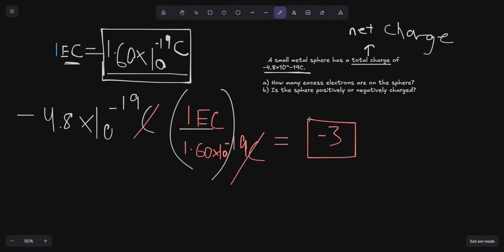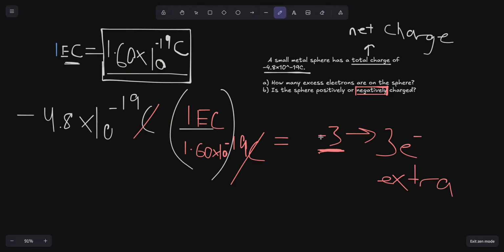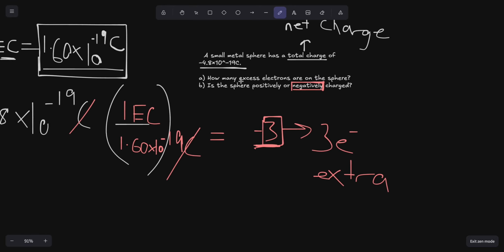Now, what does this answer mean? Well, we know that this sphere is going to be negatively charged, of course, because we have a negative 3 elementary charge. And this negative 3 represents that we are going to have 3 extra electrons. The fact that it's negative tells us we have negative electrons, and the fact that there's 3 of them tells us we have 3 of those negative electrons. So how many excess electrons are on the sphere? It's going to be 3 of them.